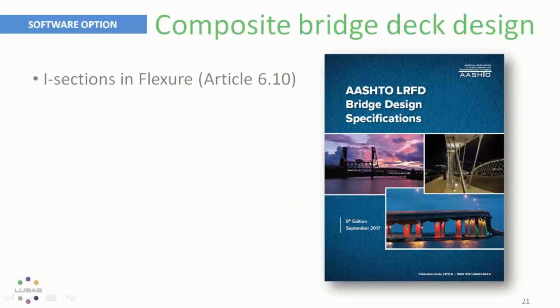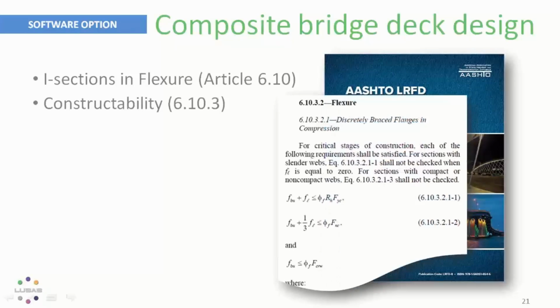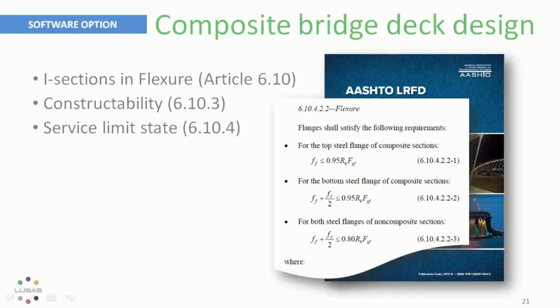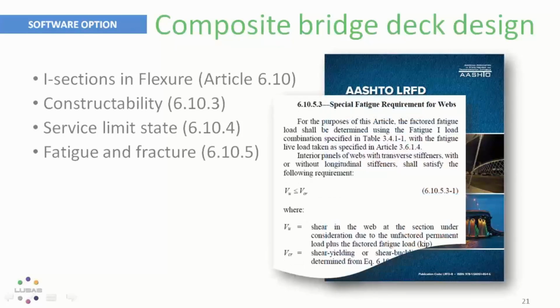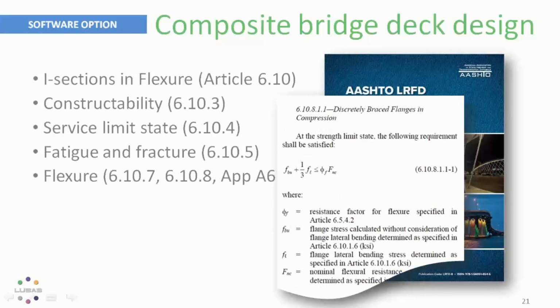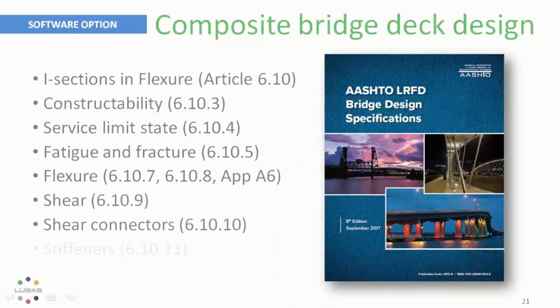The scope of the designer is currently I sections in flexure, which is Article 6.10. The checks include constructability requirements in Article 6.10.3, service limit state to Article 6.10.4, fatigue and fracture for shear connectors and webs to Article 6.10.5, flexural effects for composite and non-composite sections to 6.10.7 and 8, or optionally Appendix A6, and shear connectors and stiffeners.